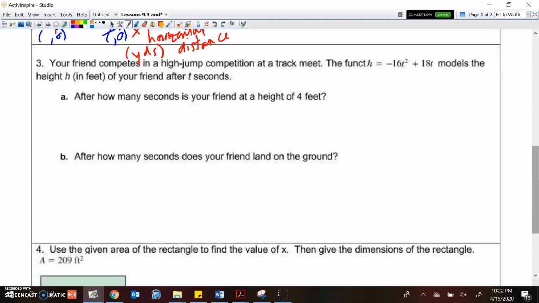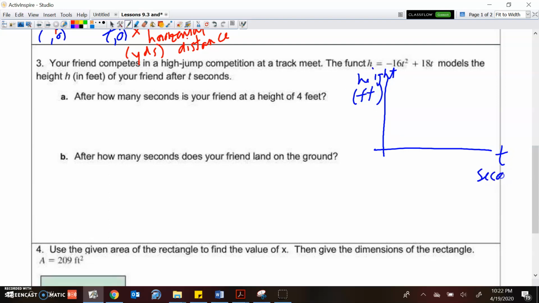The function h equals negative 16t squared plus 18t models the height in feet of your friend after t seconds. So for the first part, let's again get a visual for what's happening here. They tell us h is our height in feet, so that's the height in feet of our friend after t seconds.